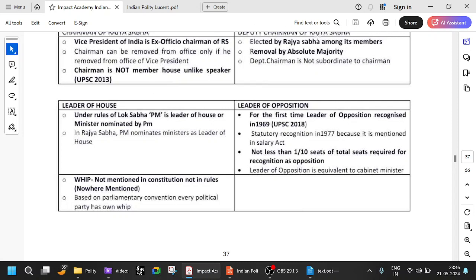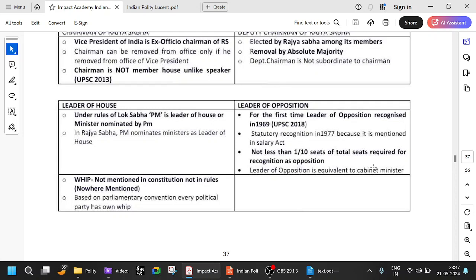Now the leader of opposition. For the first time, the leader of opposition was recognized in 1969, and statutory recognition was given in 1977 because it is mentioned in the Salary Act. Not less than 110 seats of the total seats are required for recognition as opposition. So you should not get less than 110. That has happened in the past, right? Congress had got less than 110, so it did not get the leader of the opposition either.